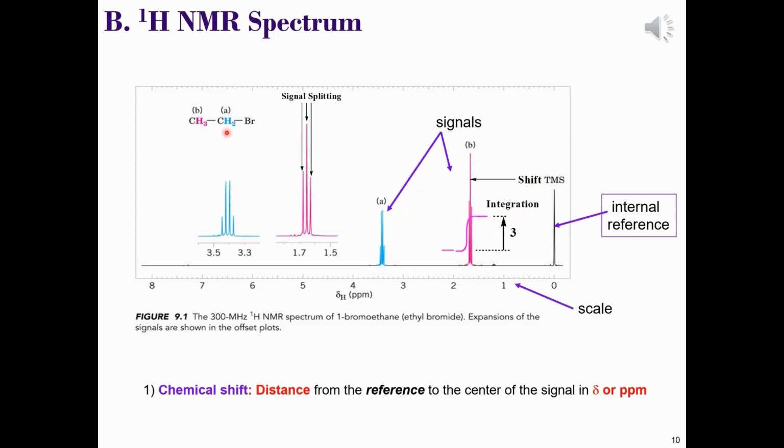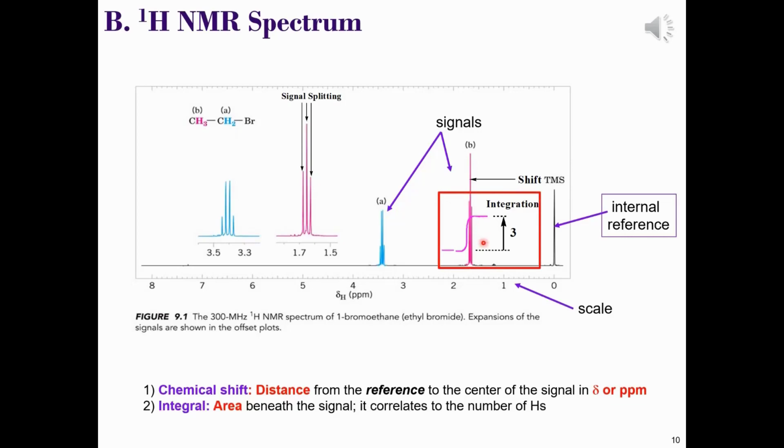The next piece of information is the integral. The area beneath each signal correlates with the number of protons in that particular chemical environment. For the pink signal, the area under the signal is three and matches the number of protons highlighted in pink.